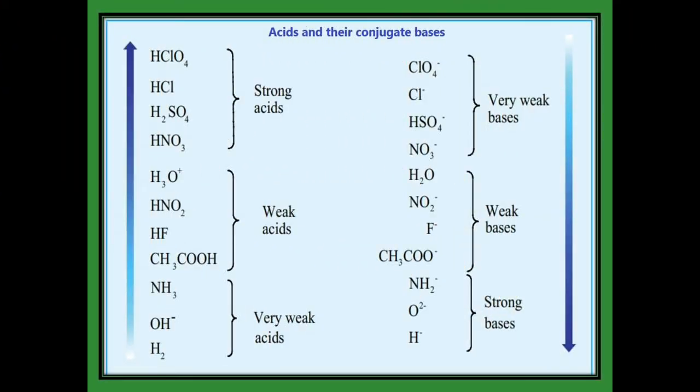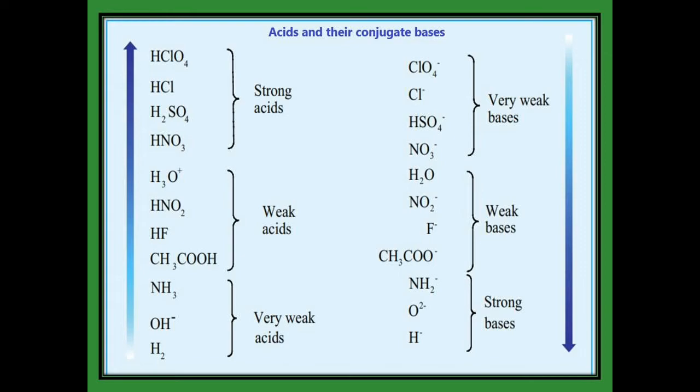In this table, HClO4, perchloric acid, is a strong acid. Its conjugate base is ClO4 minus, which is a very weak base. So a pair whose base is very weak is called a strong acid. Now see the last one, hydrogen. Hydrogen is a very weak acid and its conjugate base is H minus. H minus is a strong base. A strong base means its conjugate acid is a weak acid.